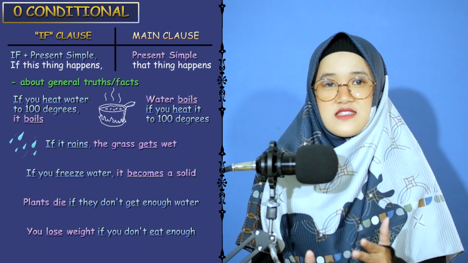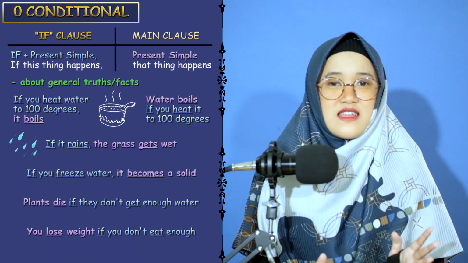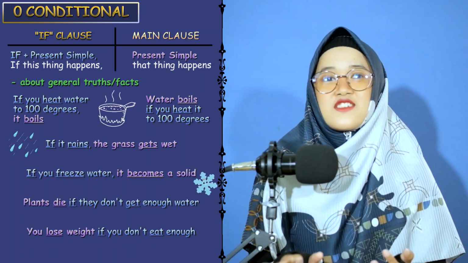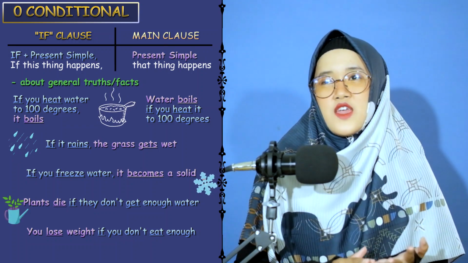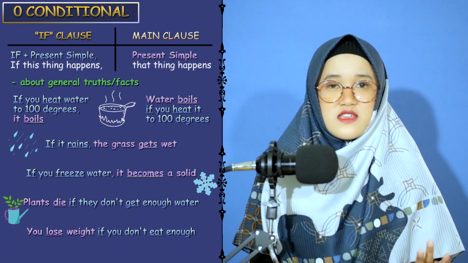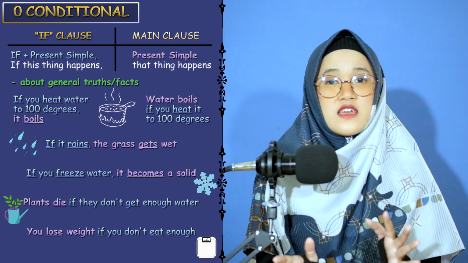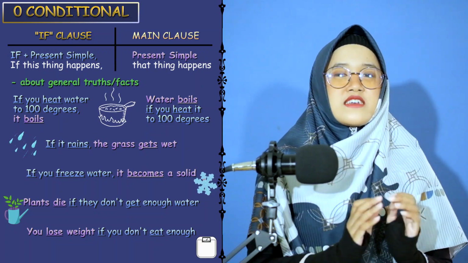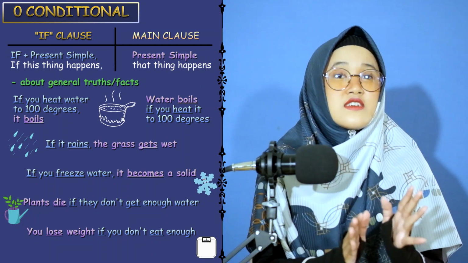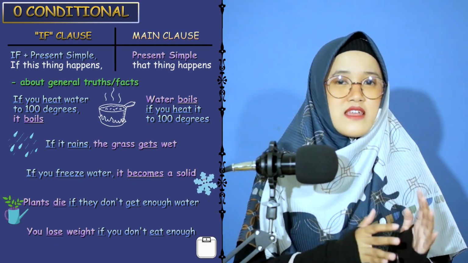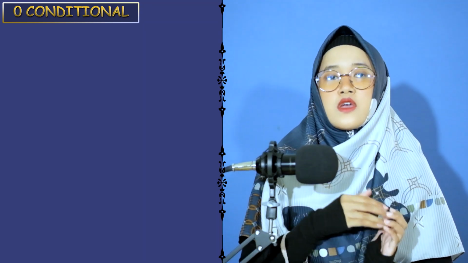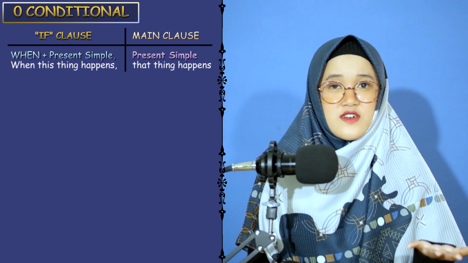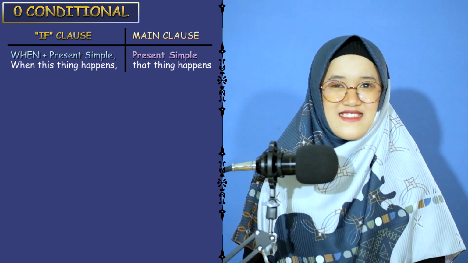If it rains, the grass gets wet. If you freeze water, it becomes a solid. Plants die if they don't get enough water. You lose weight if you don't eat enough. So this is basically always true. The result is always in the main clause. You can change the word if with when or whenever without changing the meaning.